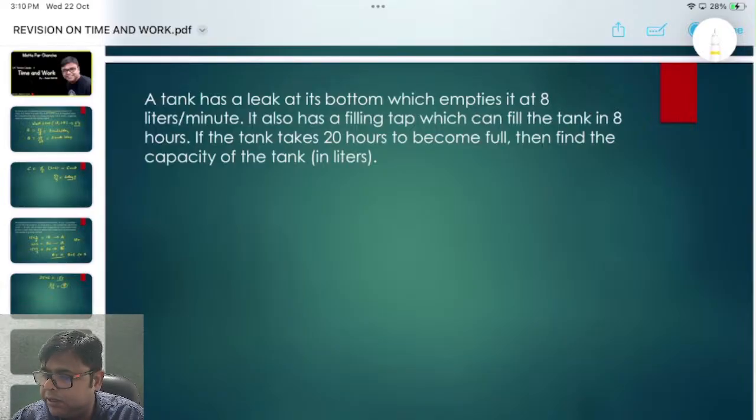This is basically that leak question where there's a leak at the bottom, or outlet pipe, and inlet pipe. So just attempt this.